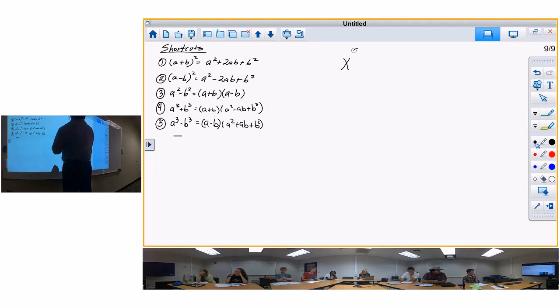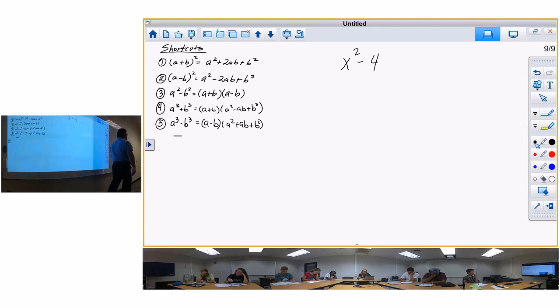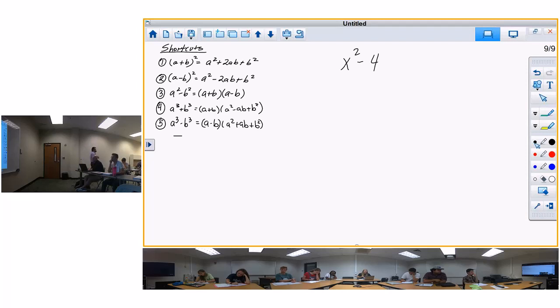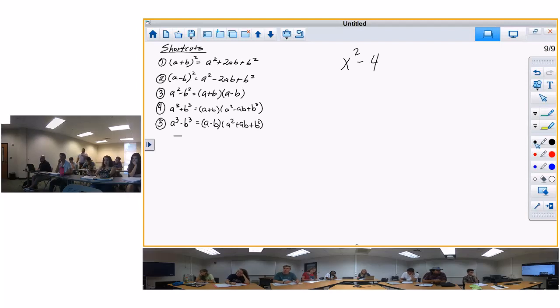X squared minus 4. That's what you're given. So the first thing you do when you see x squared minus 4 is you match it up to whichever one matches the best. And which one is that? Well, let's go ahead and use what Sherlock Holmes used. What did Sherlock Holmes use the most? Law of what? Deduction, Hubert. That's right, class. Deduction.